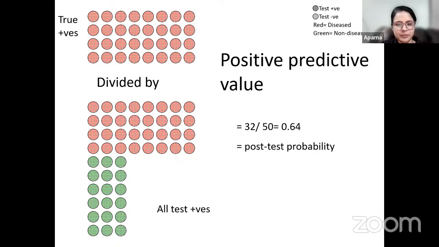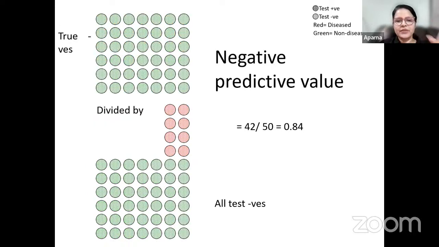So again, coming to this example, there were a total of 50 test positives. The new test A tested positive in 50 individuals. The true positives were 32. So 32 divided by 50 is 0.64, which is called the positive predictive value. This is also called post-test probability. We saw that pre-test probability is the same as the prevalence of the disease, which was in this example 40%. Post-test probability is the same as positive predictive value, which is nothing but true positives divided by the total test positives. Likewise, true negatives divided by test negatives gives us the negative predictive value.